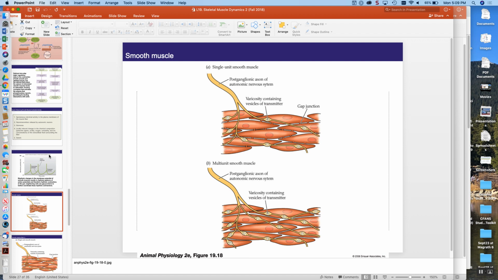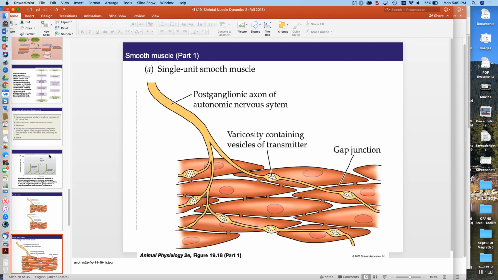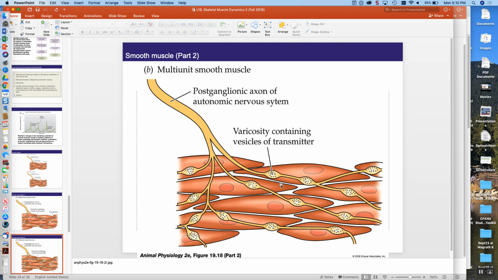I do want you to know the difference between single and multi-unit smooth muscle. So single unit has gap junctions. So the calcium waves actually go from cell to cell to cell, and this smooth muscle tissue has a coordinated contraction. It contracts in a coordinated way. Multi-unit doesn't have gap junctions.